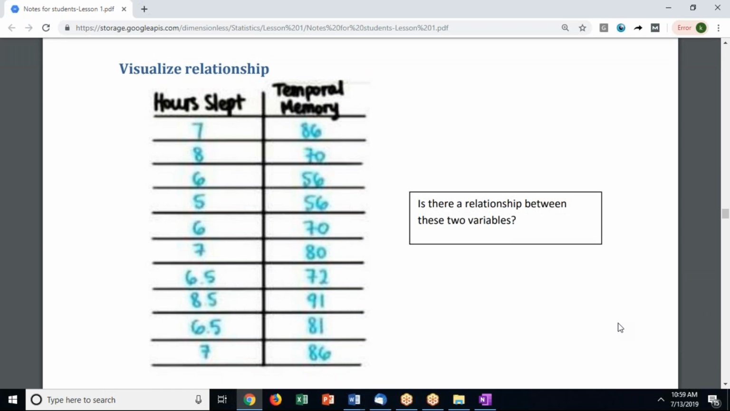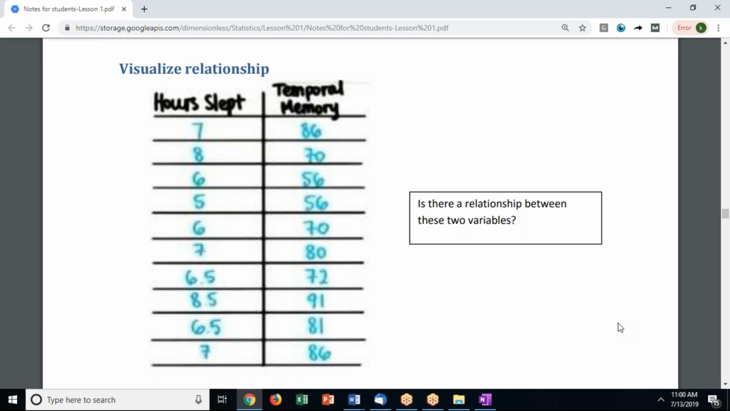Look at these two data and tell me whether there exists a relationship between the two. At some point it seems like there is a relationship, but we cannot say exactly whether it is a relationship or not.